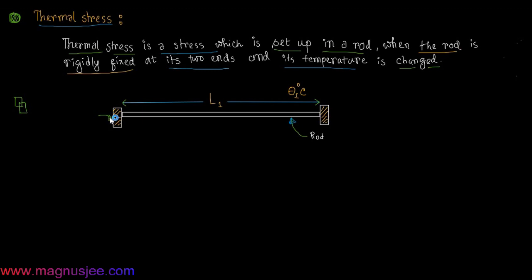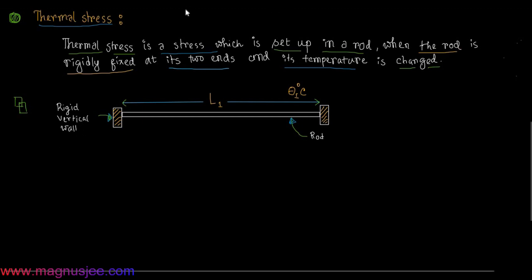vertical walls. These are the two rigid vertical walls to which the two ends of the rod are rigidly fixed. This is another rigid vertical wall.